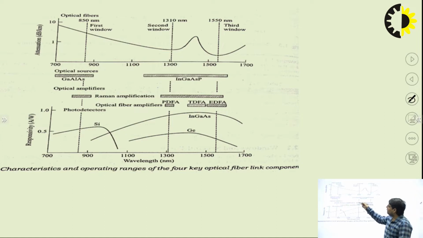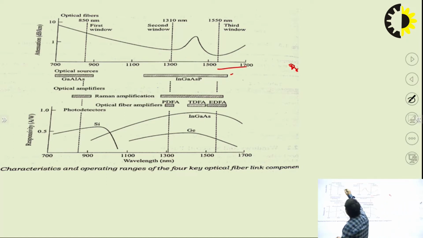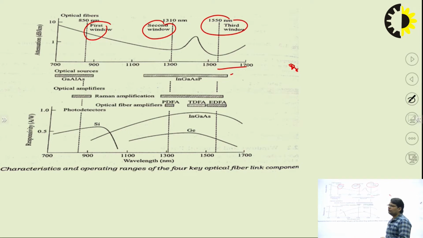From the entire band, in optical communication we use operating windows. These are basically three operating windows. The first window is there, the second window is there, and the third window is there. Out of the optical spectral band, we can use the communication either in window 1 near the 850 nanometer operating wavelength, in window 2 at 1310 nanometer, and in window 3 at 1550 nanometer.